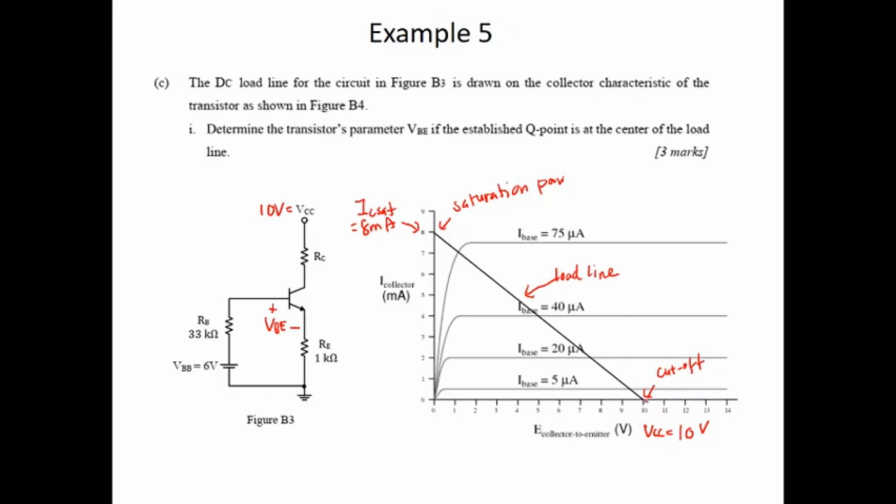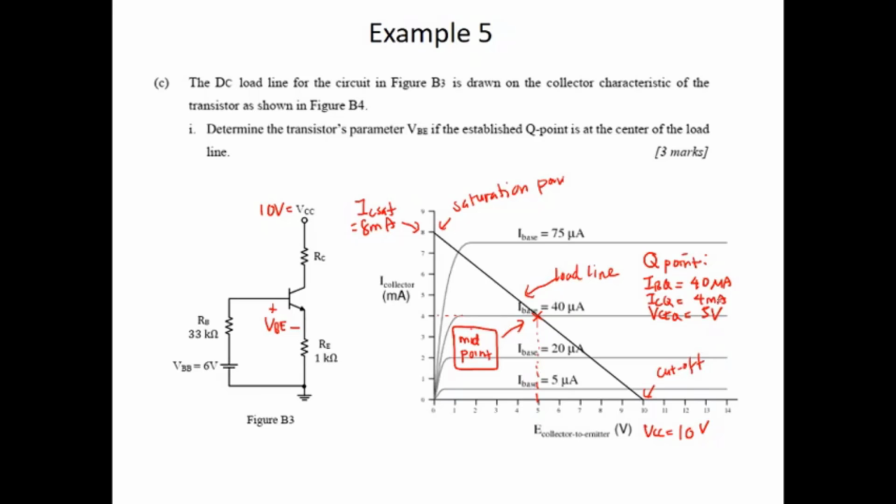Then the middle point is half of the VCC, so VCE is equal to 5 volt. You can see this is the midpoint, which is our assumption. From this we can get the Q point: IBQ equal to 40 microampere, ICQ equal to 4 milliampere, and VCEQ equal to 5 volt. This is our consideration.